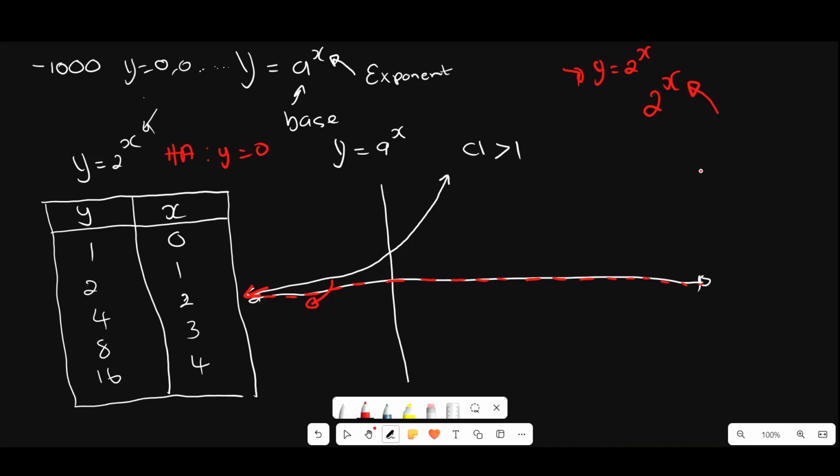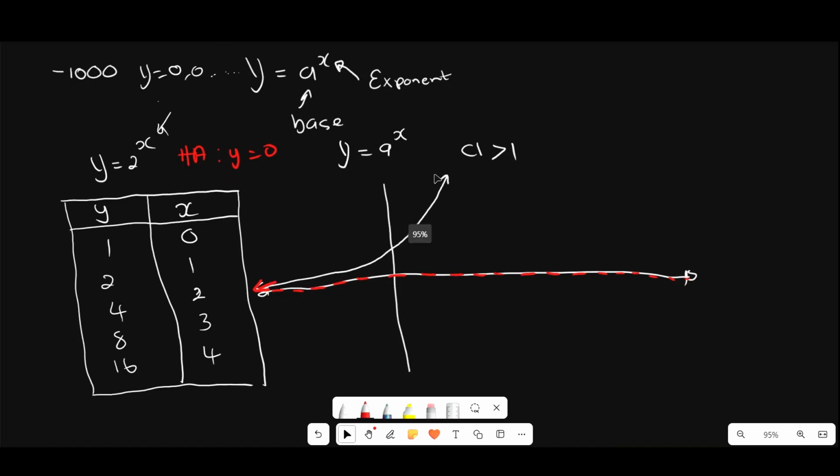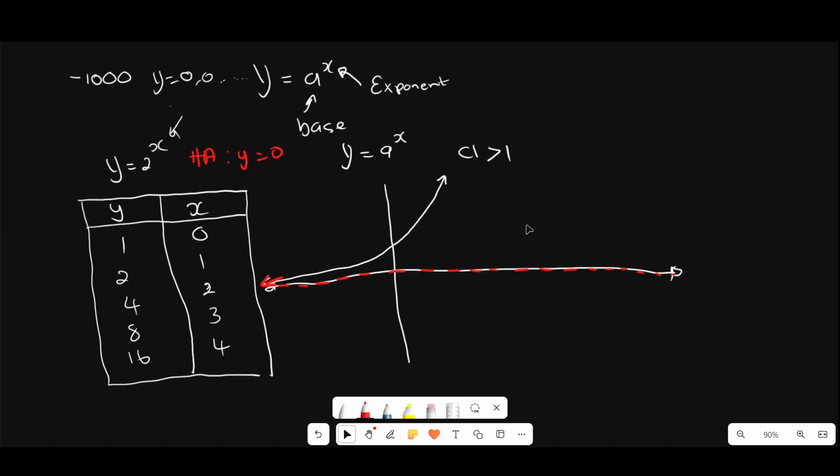It can be any value, it will never produce a negative. So it does make sense in that case that my function will be above the x-axis and will never cross below the x-axis. So that is basically when we are dealing with when our a is greater than 1.